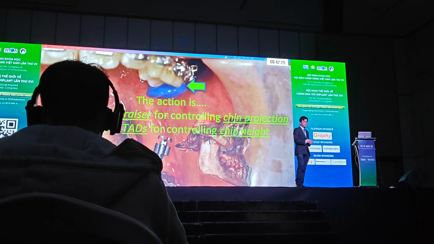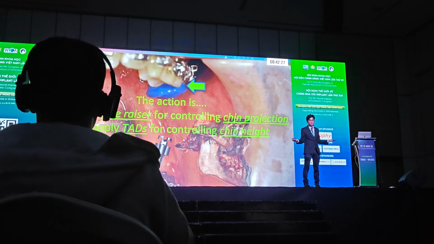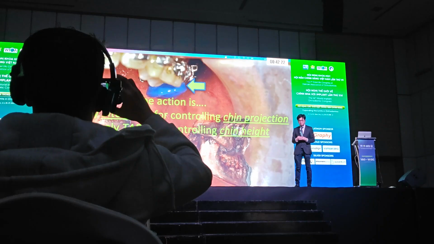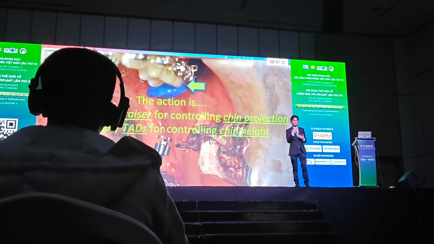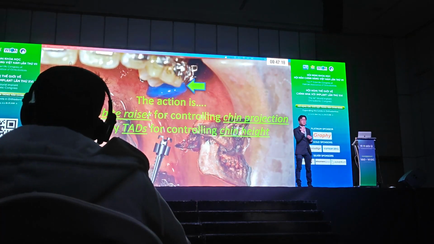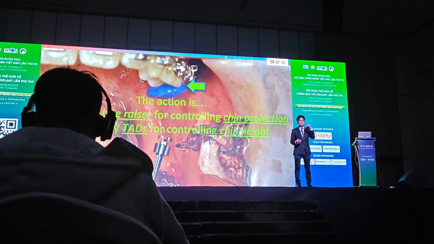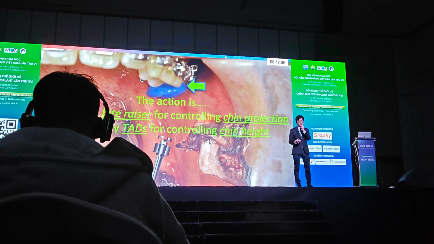The first thing is, because I'm concerned about two things with these patients. One is how much the chin projects. The chin projection means from the soft tissue pogonion to the neck. That is the chin projection. The chin height means the distance from the lip to the soft tissue menton. That is the height.